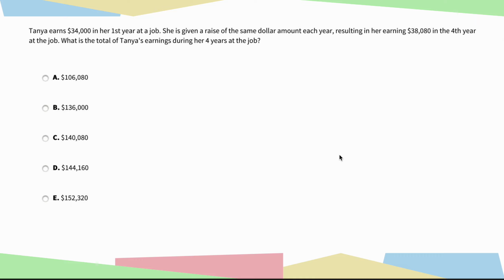So, for this question, we know that this is an arithmetic sequence question. What is tipping me off is that it's the same dollar amount in her raise each year. That's telling me it's arithmetic.